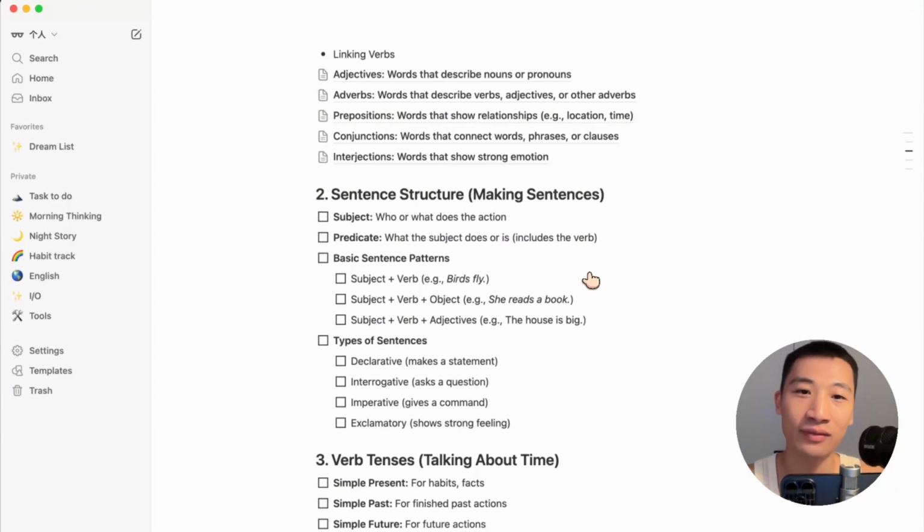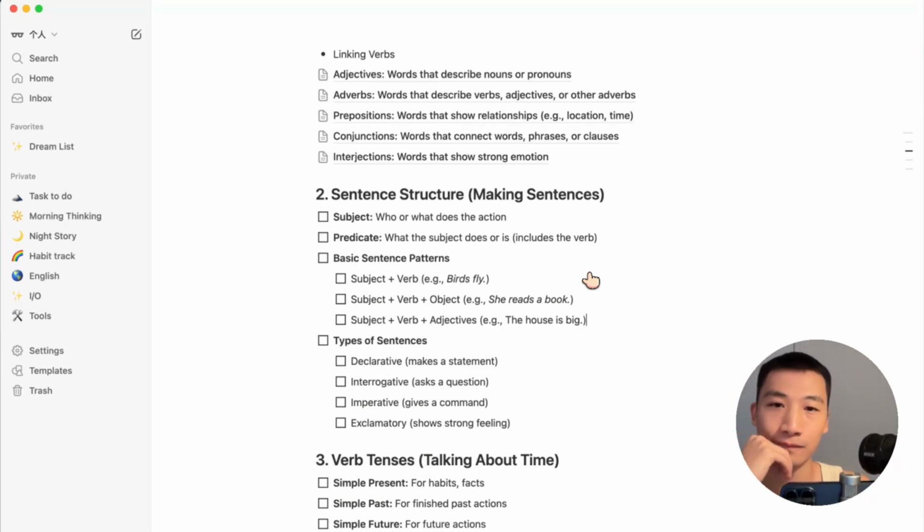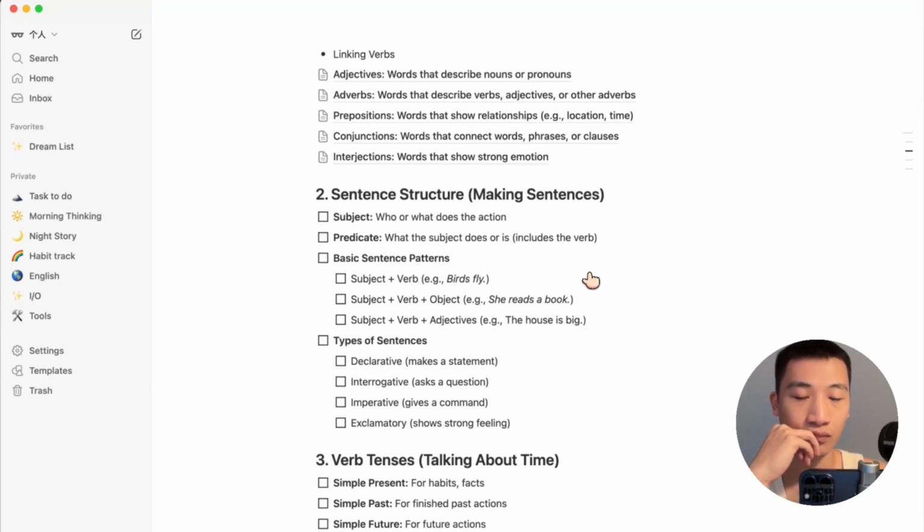Is that right? Those are great sentences. The sky is blue and the water is sweet. Both correctly use the subject verb adjective pattern. Sky and water are the subjects, is the verb, and blue and sweet are the adjectives. Do you want to create a few more sentences with this pattern?